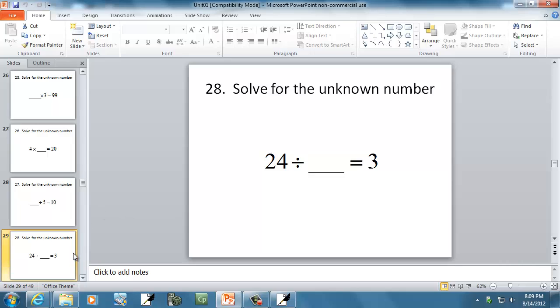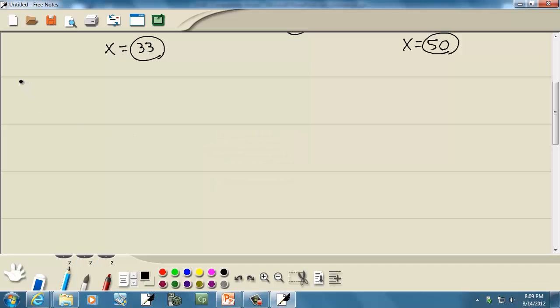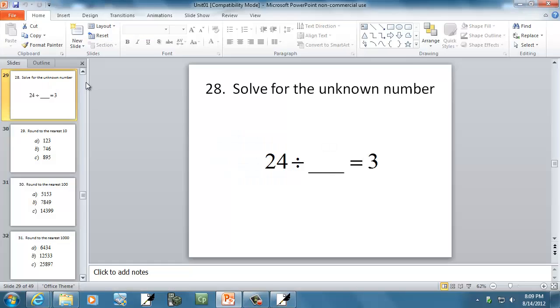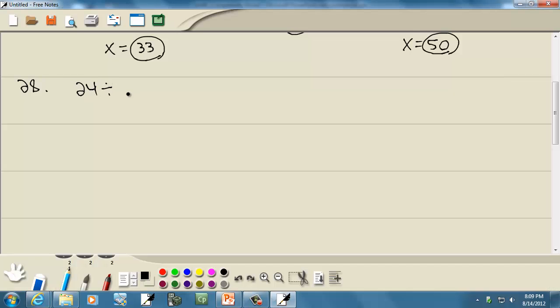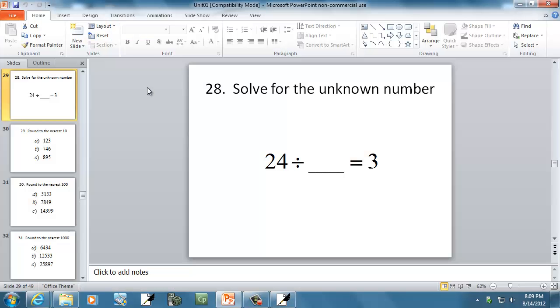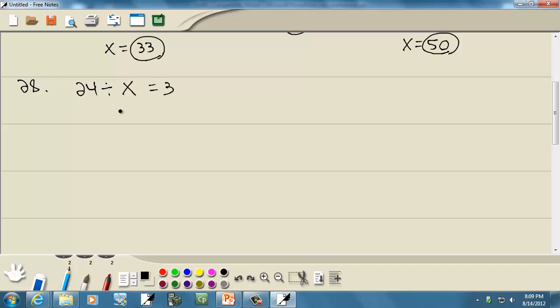Take a look at the next one. We got 24 divided by blank, which is our x, equals 3. And again, I'm going to write this in fraction form because it really is easier, even though normally we hate fractions. Okay, first step, get rid of fractions. Multiply everything by our denominator. Here, our denominator is x, so it's kind of weird, but we'll multiply both sides by x.